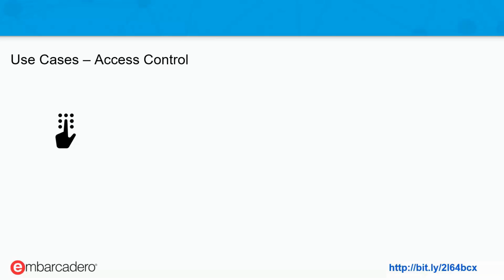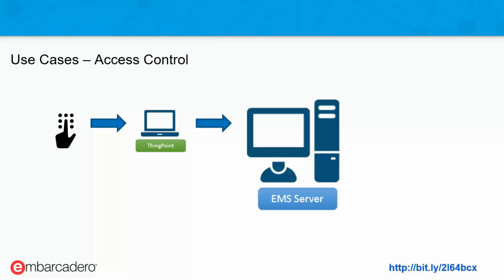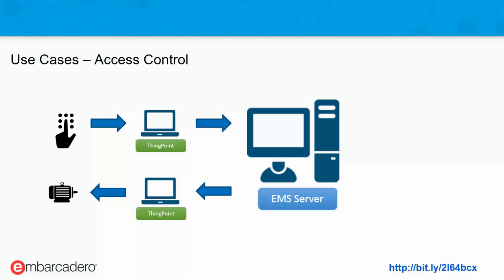Suppose you have a pin entry keypad and it's being monitored either wirelessly or by Bluetooth or by wire by a thing point. Well, that thing point can forward access requests onto an EMS server, which can then make a decision about whether or not access should be granted and send a signal back through the same or another thing point to an actuator which controls the door lock, for example.